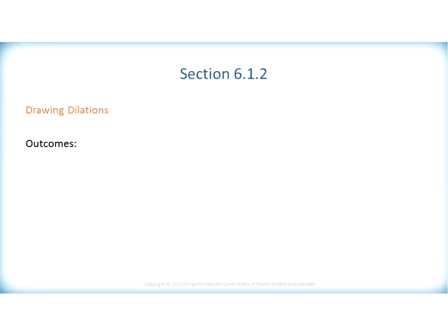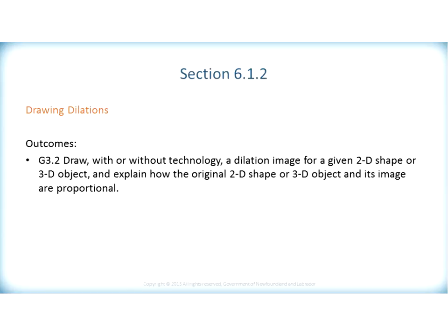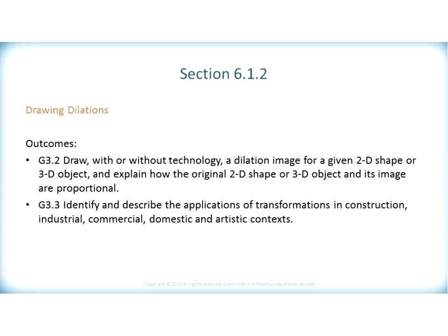The outcomes we're going to cover are: draw with or without technology a dilation image for a given two-dimensional shape or three-dimensional object, and explain how the original two-dimensional shape or three-dimensional object and its image are proportional. Identify and describe the applications of transformations in construction, industrial, commercial, domestic, and artistic contexts. Solve a contextual problem that involves transformations.